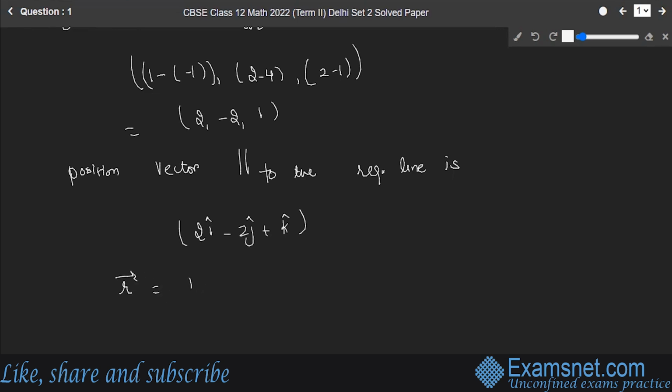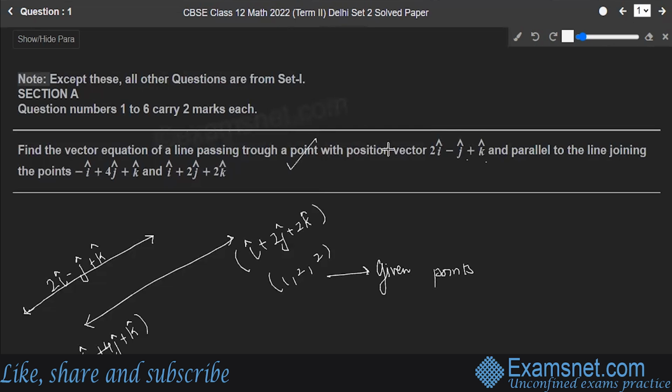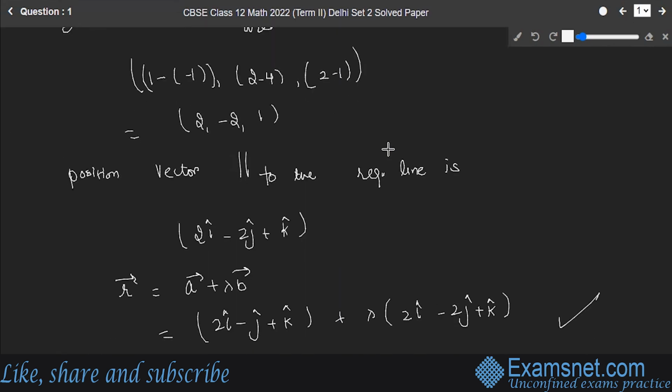If you have r vector as a vector plus lambda times b vector, then this is given by 2i minus j plus k plus lambda times (2i minus 2j plus k). So this is the answer to this question. Hope you understood that. This is a 2 marks question, so this is the answer. Let's move to the next question.